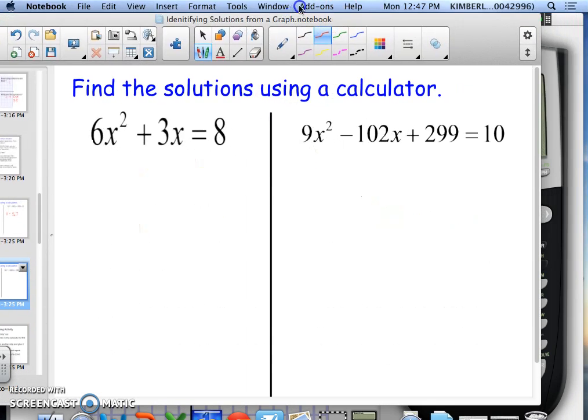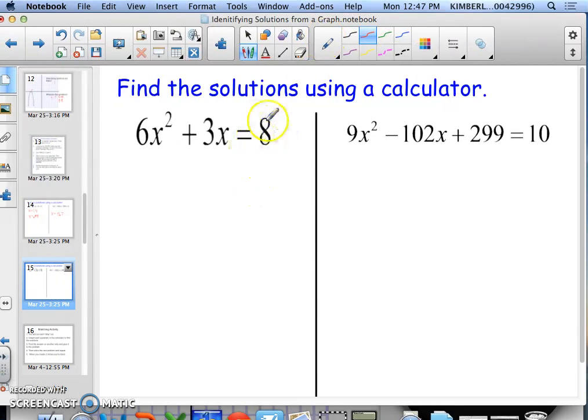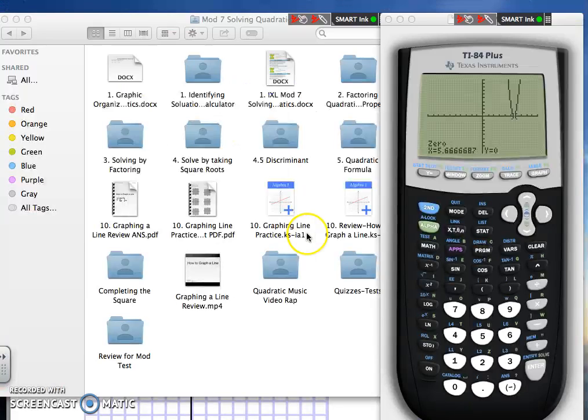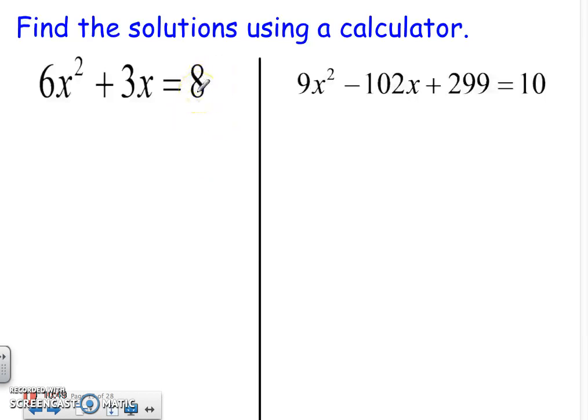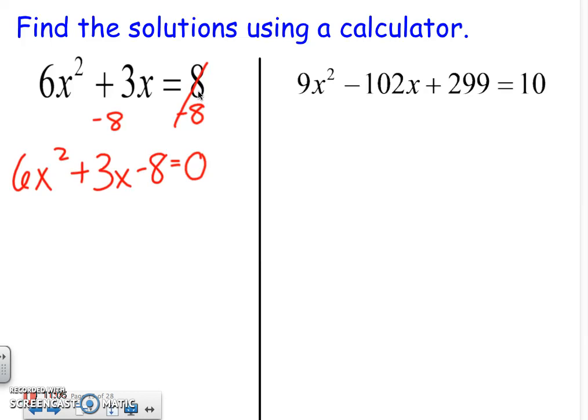All right, so these are different because I do not have an equals 0 right here. So what you actually have to do is to get rid of the number on this side. So the opposite of an 8 is a -8, and so I would do it somewhere on the left side as well. So now this side will equal 0, and all you do is rewrite this. So you would say 6x squared plus 3x minus 8, okay? And then now it looks like a problem on the front page that we can solve.